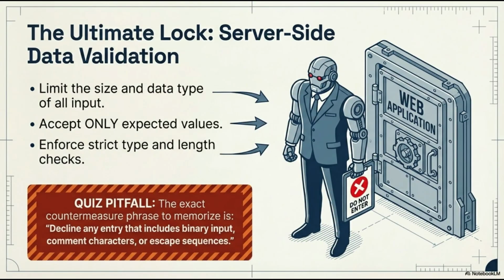The second layer is data type enforcement. The application must accept only the explicitly expected values. If a field requires an age, the system must enforce a strict integer-only check, completely rejecting any alphabetic characters or symbols. The third and arguably most critical layer is binary input rejection.